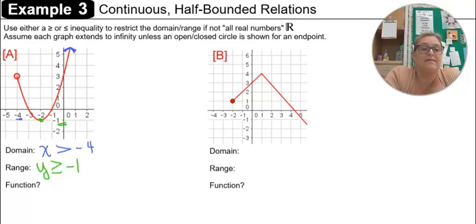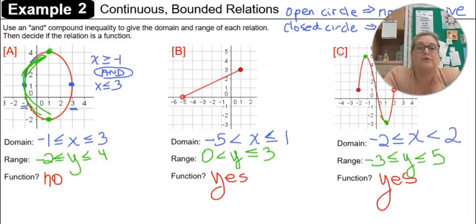Okay, is this a function? Well, this piece of a parabola passes the vertical line test. So yes, it is. Each x is paired with one and only one y value. Okay, in our last example, let's go back over to that one. Example 2, we were looking at bounded intervals, right? The domain and range were bounded because the x and y values were continuous between two real number endpoints.